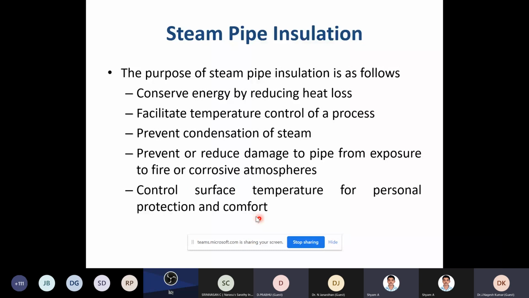One more thing is, wherever you touch any part of the equipment in a plant, it should be safe. It should be less than ambient plus 10. So if the ambient is 30 degrees, any part of the surface in the plant should not be more than 40-45 degrees to be safe. So to ensure safe conditions, we again insulate the pipelines.